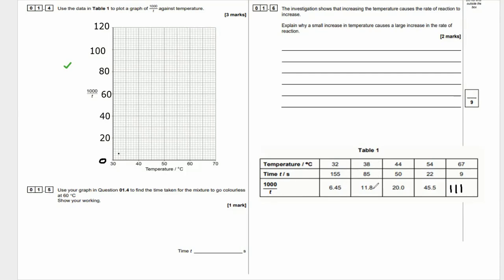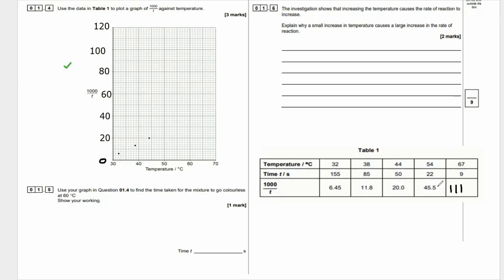Now 38 and 11.8. So 38 is 2 back from 40, and then I'm going up to 11.8. That is 10, and 11.8 is almost 2 squares up. So you could pretty much put it 2 squares up because you're allowed half a small square out. The next one is 44, and we're looking at 20. So this is 45 in the middle here, so we just want to go back 1 and go up to 20.